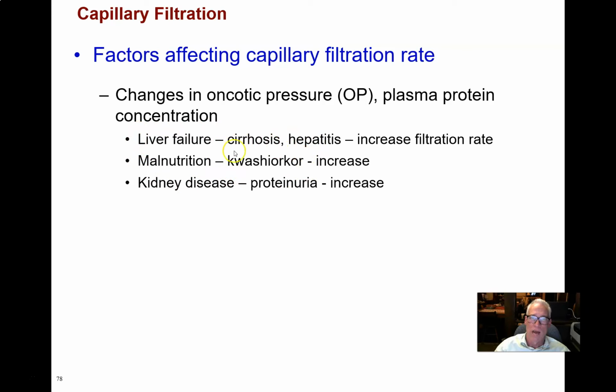If someone doesn't have enough dietary amino acids for the liver to use to make the plasma proteins, it can't do it. Same thing happens. Lower oncotic or osmotic pressure in the capillaries, huge increase in filtration rate.